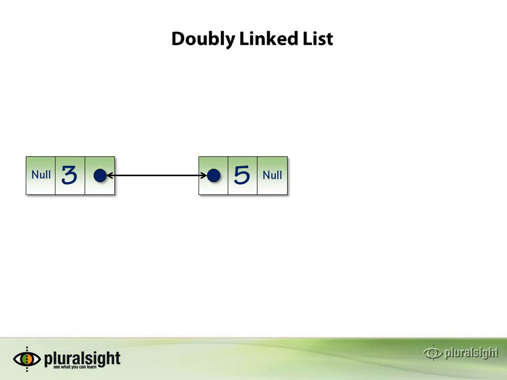And just like a singly linked list, this pattern can continue for as many nodes as needed. Now, a singly linked list and a doubly linked list are very similar in implementation. So let's go straight to Visual Studio and look at some of the differences in code.